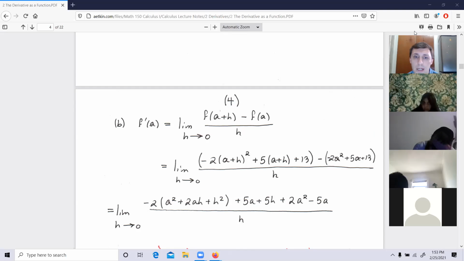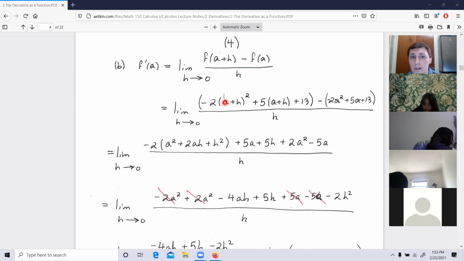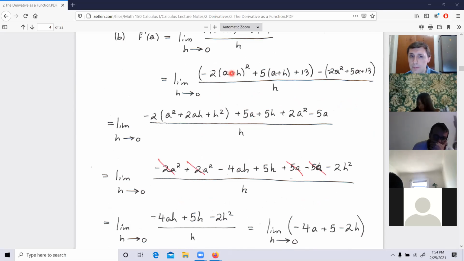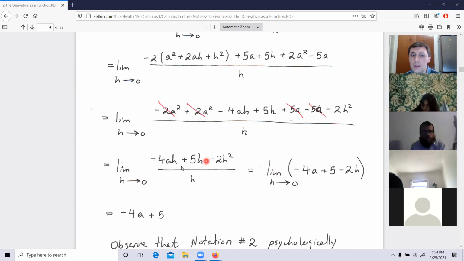Now, if we write the second procedure, instead of the first part, it's f at a plus h. So we have minus 2 times a plus h squared plus 5 times a plus h plus 13 minus the function at a. Then I expand, I multiply the 5 through, simplify, and at the end of the day after simplification, I have minus 4ah plus 5h minus 2h squared. I divide by h and take the limit.